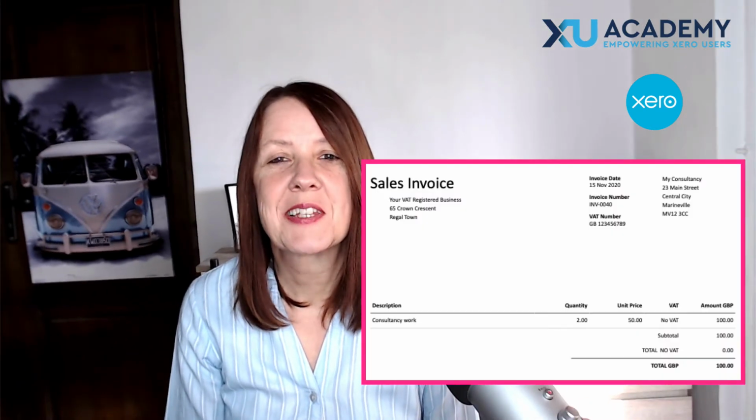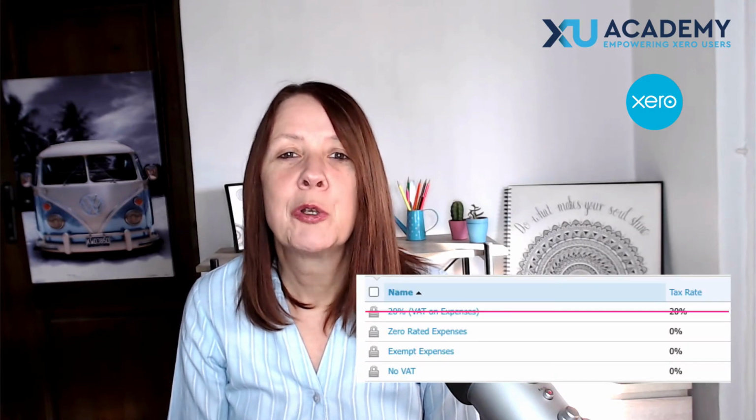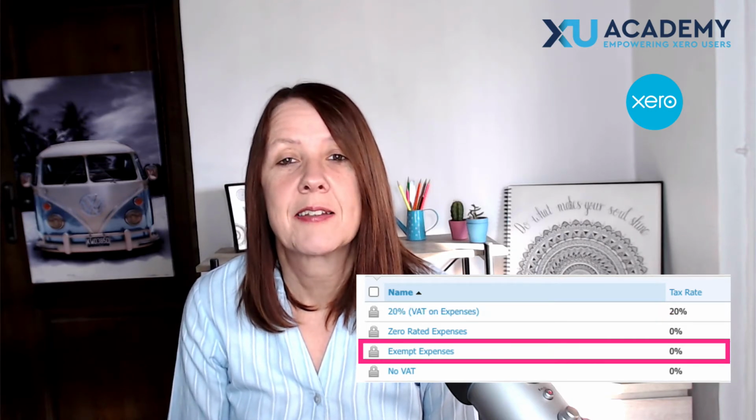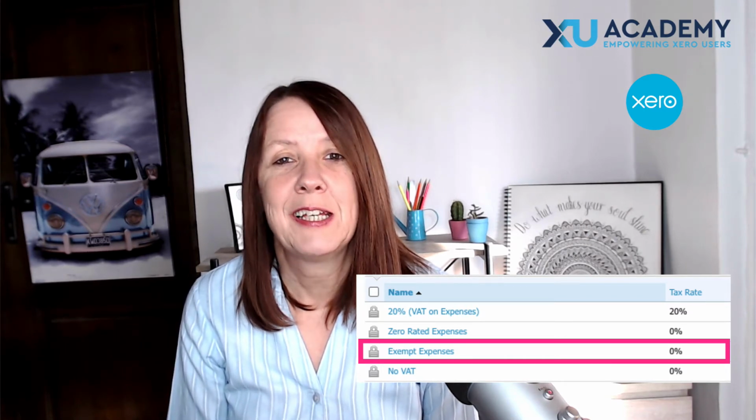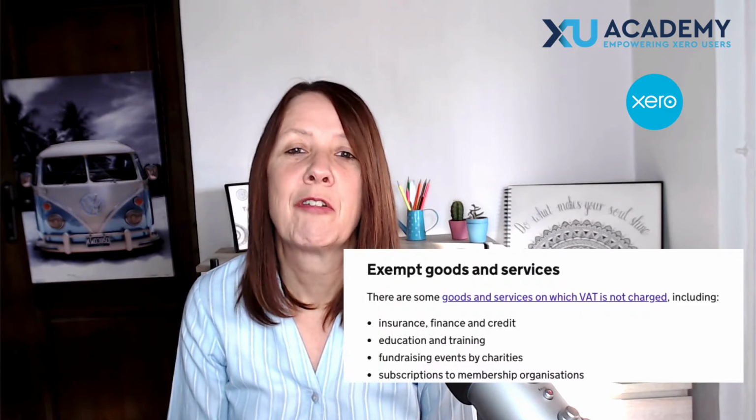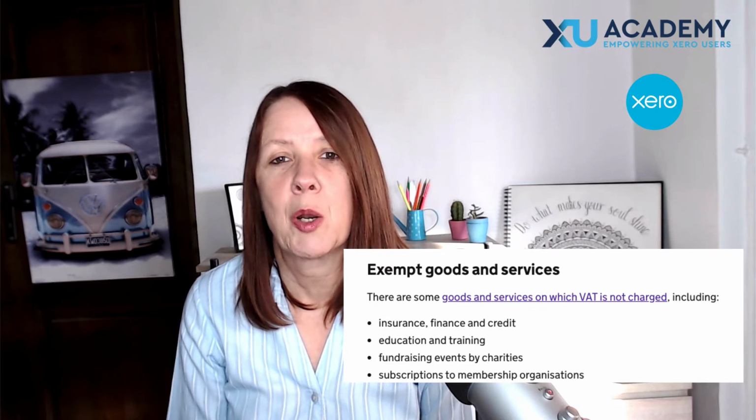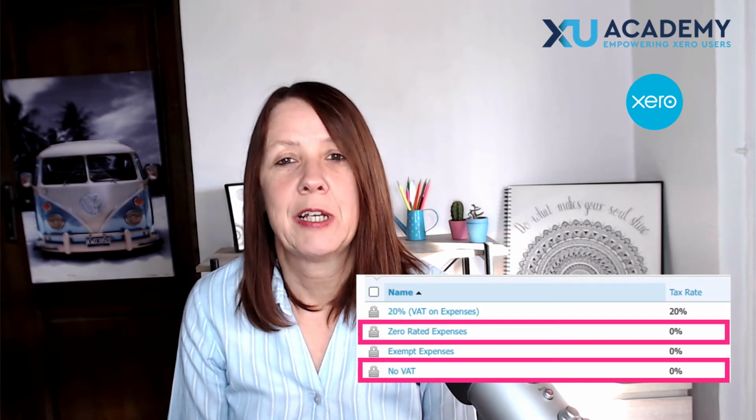Okay, I've got my purchase invoice for £100 and I'm deciding which VAT rate to use, and I'm going to consider three. First one I'm going to think about is exempt expenses. I'm going to go to the HMRC website because that's the first place I would always go to find out anything I want to know about VAT, not being a VAT expert. I'm quickly going to rule out exempt because I've been on the HMRC website and I've seen that exempt purchases are few and far between. I'm then left with no VAT or zero rated expenses.